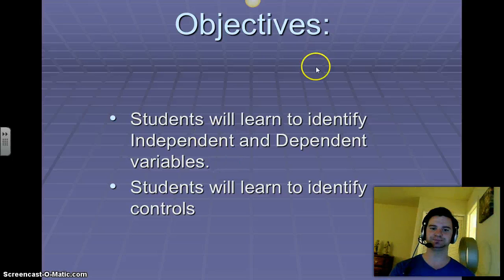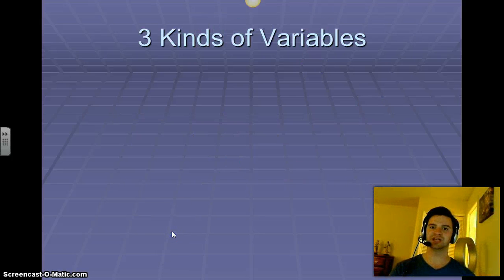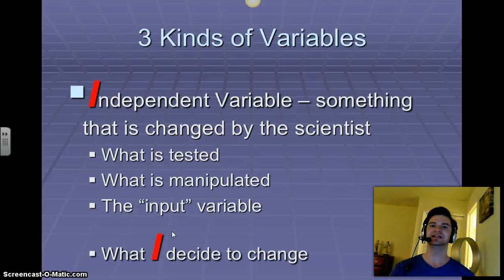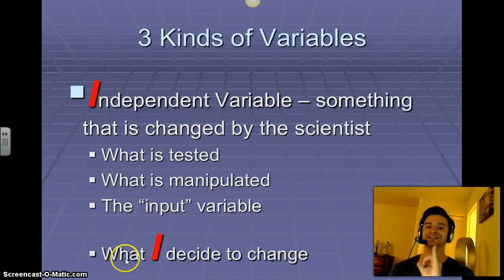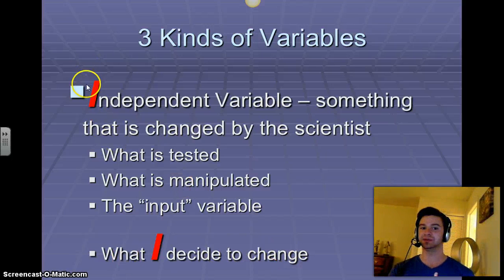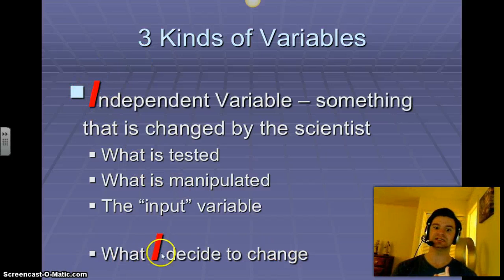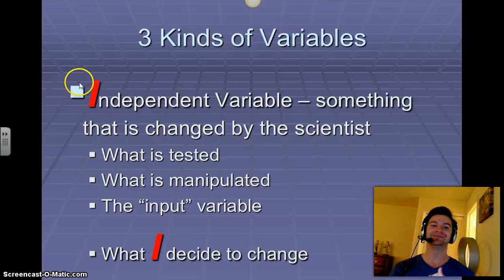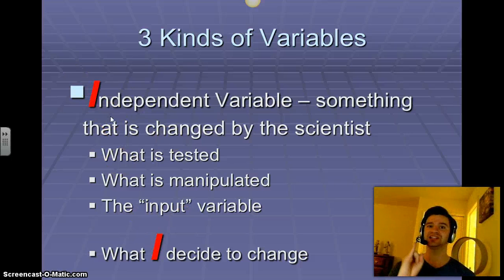So let's begin. The first type of variable that we're going to cover is the independent variable. It's something that is changed by the scientist. It's what's being tested, it's what's being manipulated, it's what's being changed. It's what I change in an experiment. The independent variable, I did that for a reason. I change the independent variable.